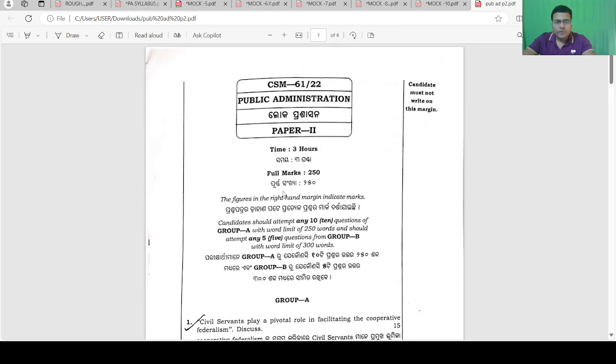So let's discuss public administration paper 2. Paper 2 has very direct questions, so we will discuss what the approach to write this answer is. But before that, just look at the tests. We have conducted 5 tests of paper 2, and some questions have come. Let's see it.